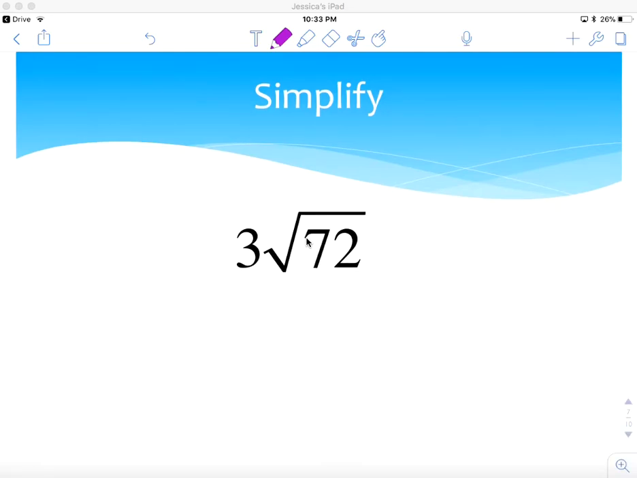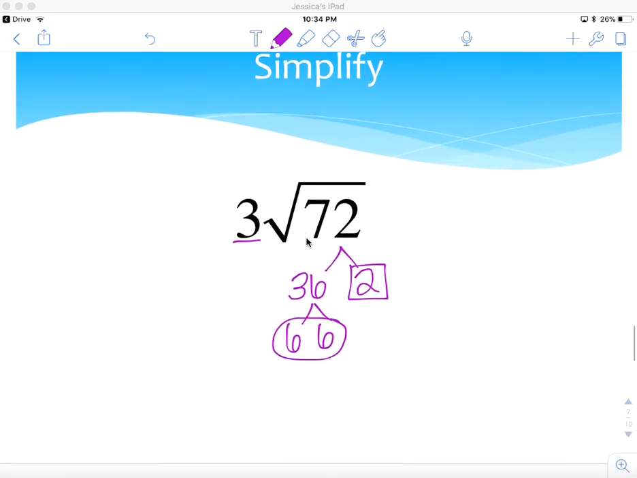For 3 square root 72, the biggest perfect square that will go into 72 is 36. So I would use 36 and 2. The square root of 36 is 6. So I have a pair of 6's with the 2 left over. And then I have a 3 already outside.